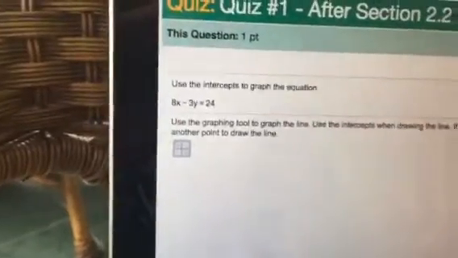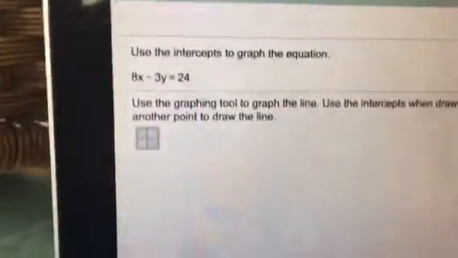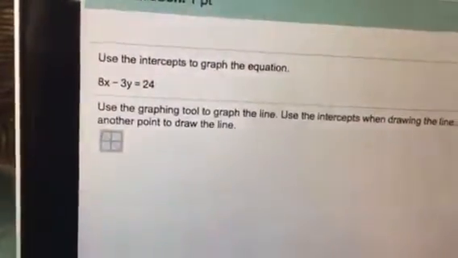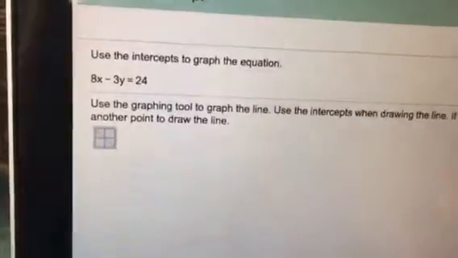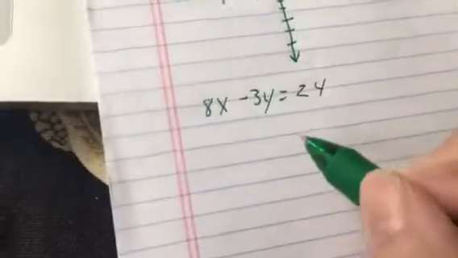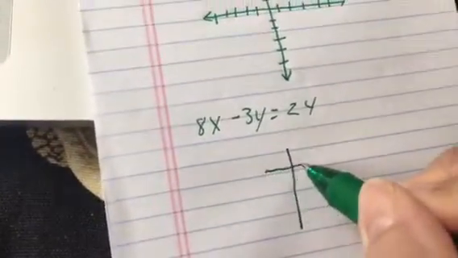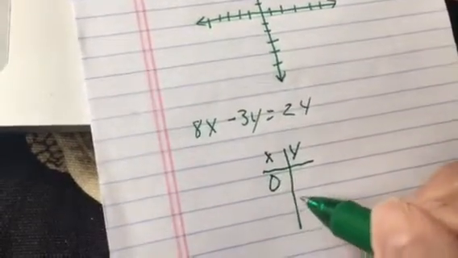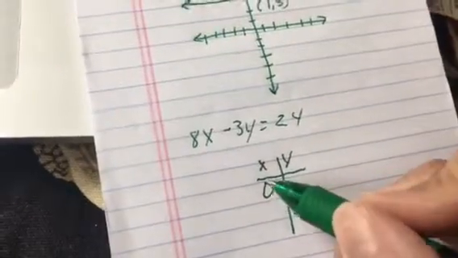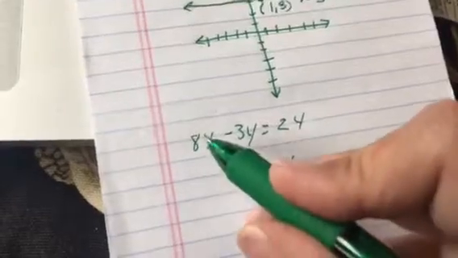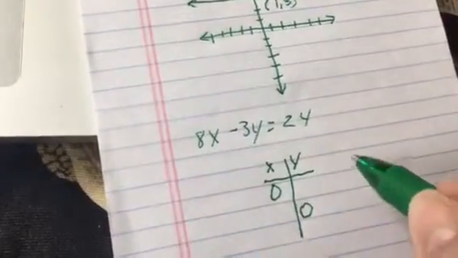Let's see. Now, this is something that a lot of students miss on the test. It says use the intercepts, and it gives you an equation 8x minus 3y equals 24. It says use the intercepts to graph. What that means is you have a table of points. This is my x, this is my y. My intercepts, I'm going to let this be 0, and then I'll let this be 0. So first of all, I'm going to find my y-intercept. I'm going to let my x be 0. So if I let x be 0, that crosses that out, and it looks like this.